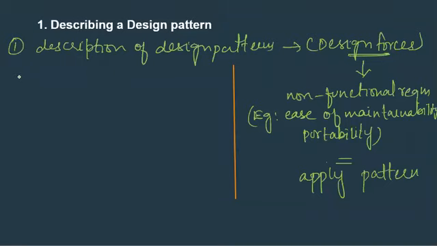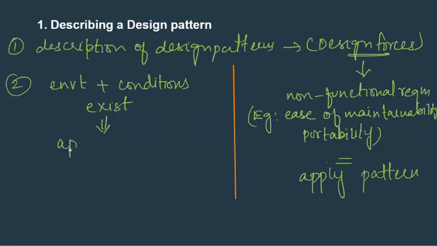Now, the second point is that the description is also going to describe the environment and the different conditions that need to exist so that you can apply the pattern. So there are two things for applying the pattern. First, the different design forces, and second, the different environment and conditions so that you can apply the pattern.